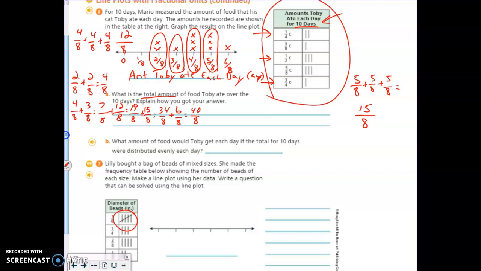Now this one works out nice and neatly for us, because as we try to convert that or change that into a mixed number, or in this case a whole number, it goes in nice and evenly. And remember that this simply means that we are taking 40 and we are dividing it by 8 right here. If we want to convert that, we don't want to leave it as an improper fraction. So 40 divided by 8 means that we have a total of 5 cups of food that he ate for the total of 10 days. All right, because 40 divided by 8 is 5.